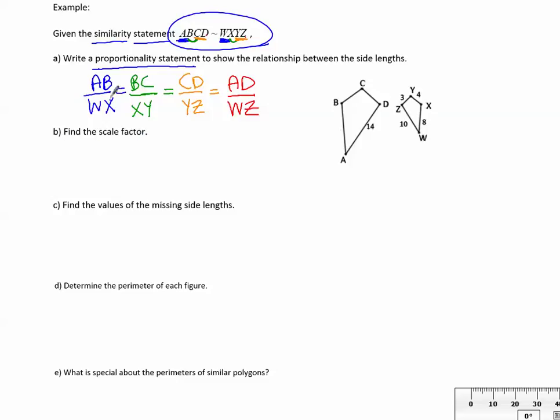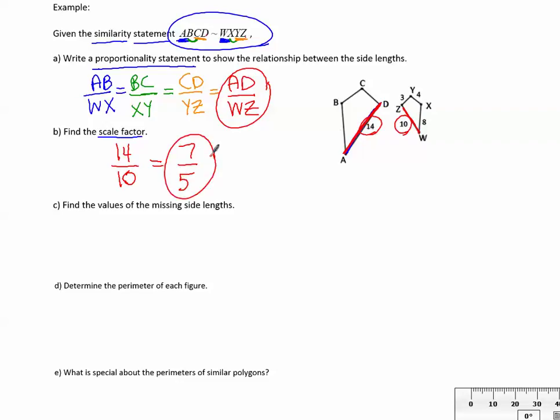Now our job is to find the scale factor. We're going to do that by using one of these ratios that will have numbers, because the scale factor will be the numbers. The only side in this polygon that has a number is side AD. So I'm going to use this ratio because that one has the AD in it. So that uses 14, AD is 14, over WZ, WZ is 10. So 14/10. That simplifies to 7/5, so that is the scale factor.